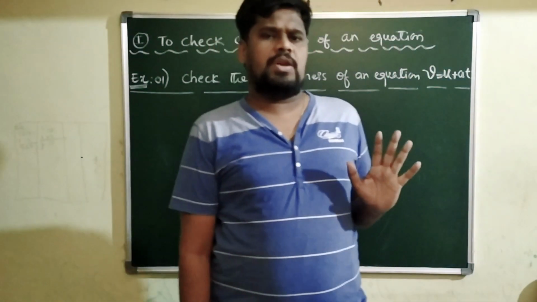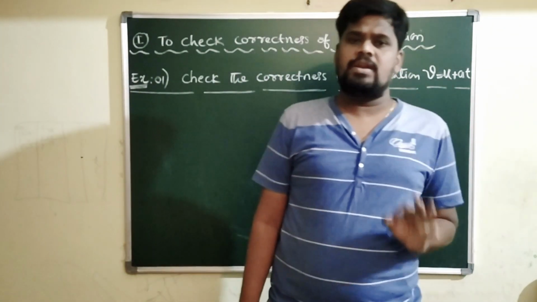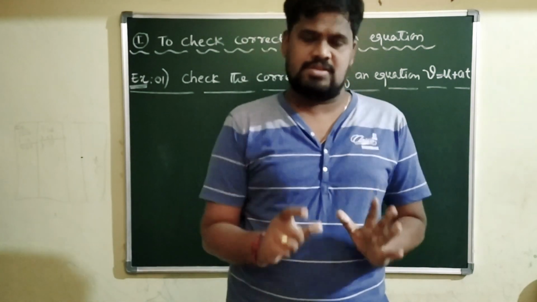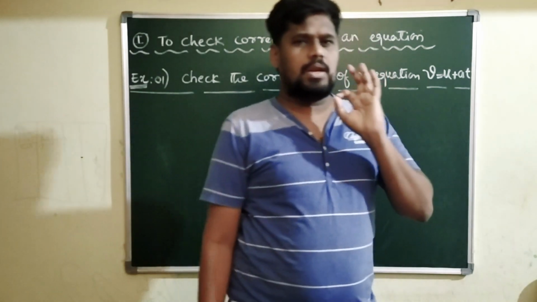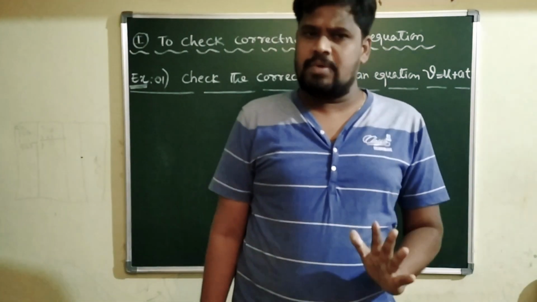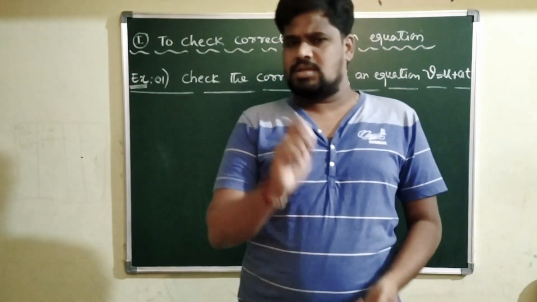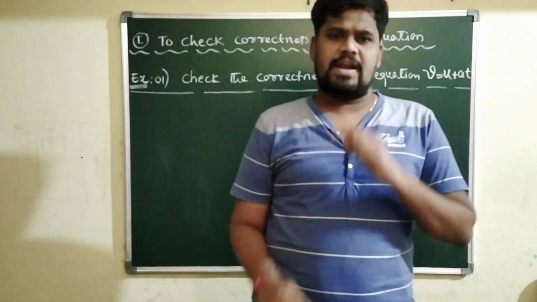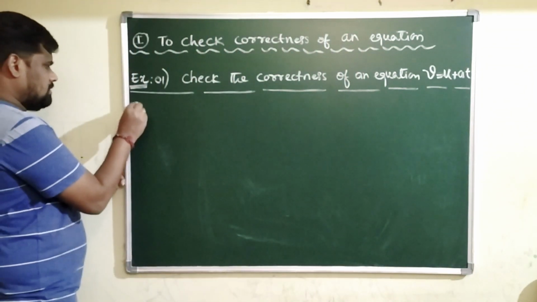According to the principle of homogeneity, all the terms in a given equation should have the same dimensions. If the dimensions or dimensional formula of all the terms in the given equation are the same, then such an equation is said to be dimensionally correct here.